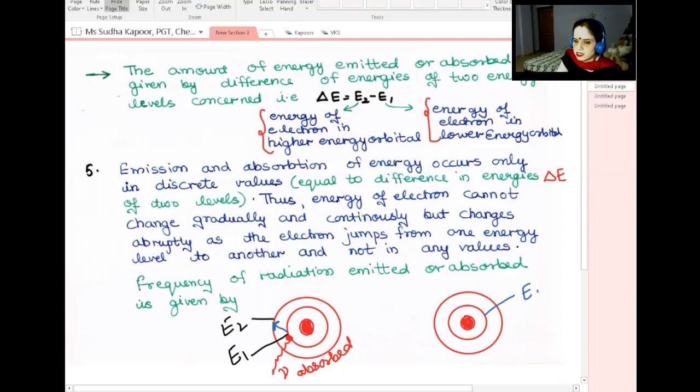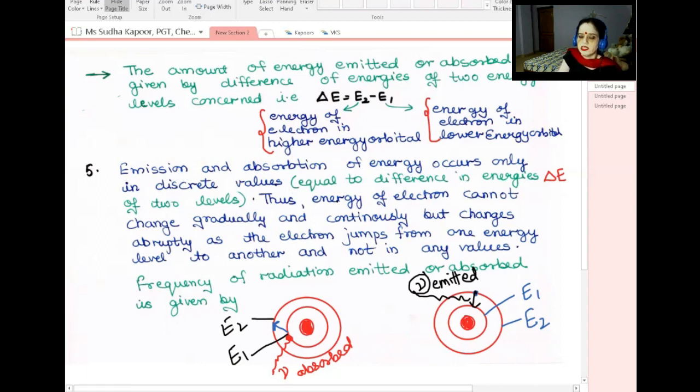E1 is the first level, that is the lower energy level, and E2 is the higher one. Now in this case, the electron is present in E2 and it is coming back to E1. So when it is coming back to the E1 orbit, it will emit radiation of a particular frequency, and this is represented as frequency emitted. The energy emitted in the form of radiation corresponds to a particular frequency which is equal to the difference of E2 and E1.